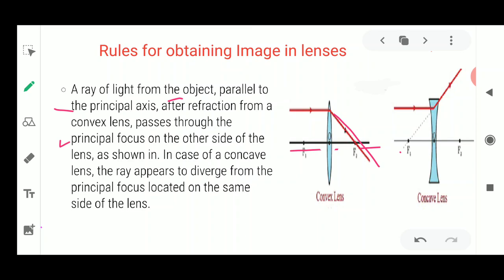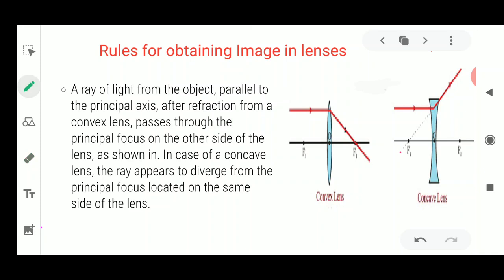The principal focus is the point on the principal axis which gathers the maximum number of light rays refracted toward the same point. So here, the ray of light passing parallel to the principal axis, after refraction passes through the principal focus on the principal axis.